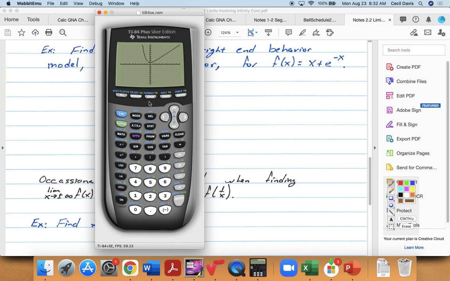So once I have it in a window that I like, I do zoom 5, which is zoom square.